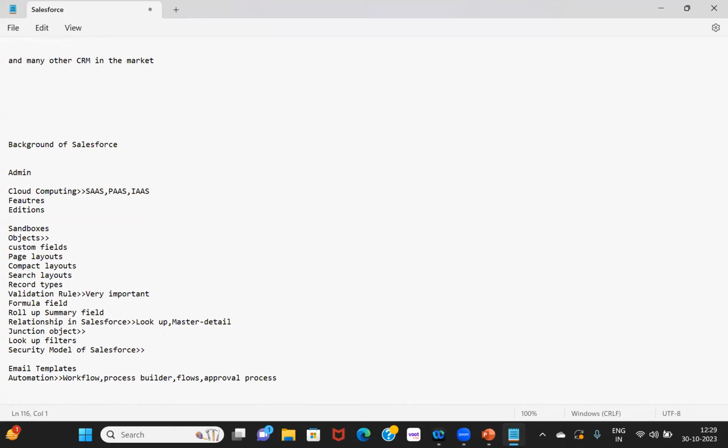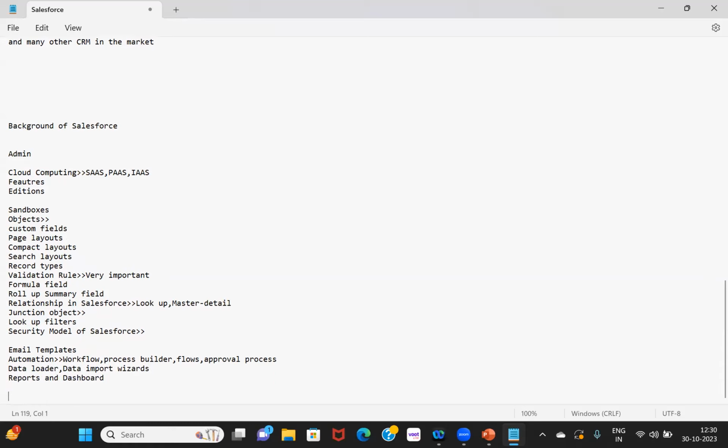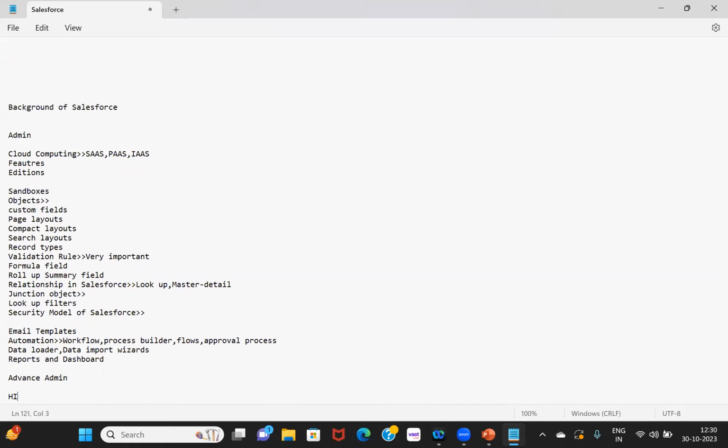Then data loader, data import wizard, reports and dashboards, advanced admin topics, and then the Jira board, how the Jira board looks. That comes under Agile.